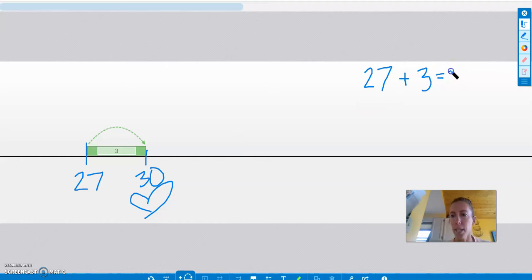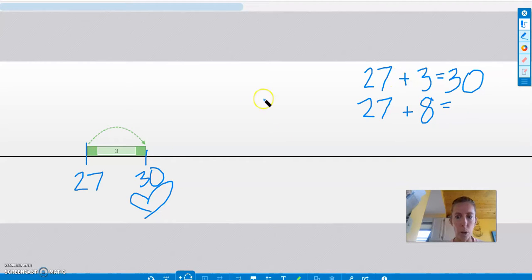All right, let's try the next problem that is similar to this one. So here's your next one to try. Go ahead and try this one. 27 plus 8. Okay, pause the video and try it out. All right, coming back to you.